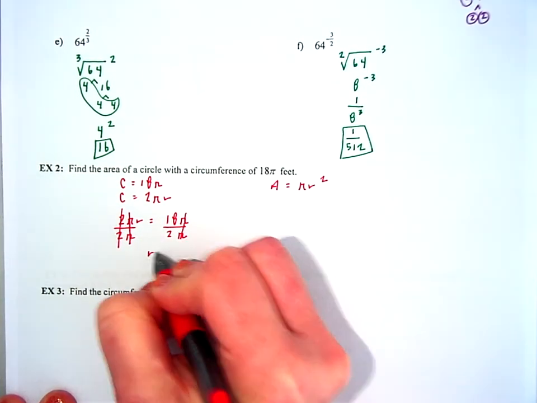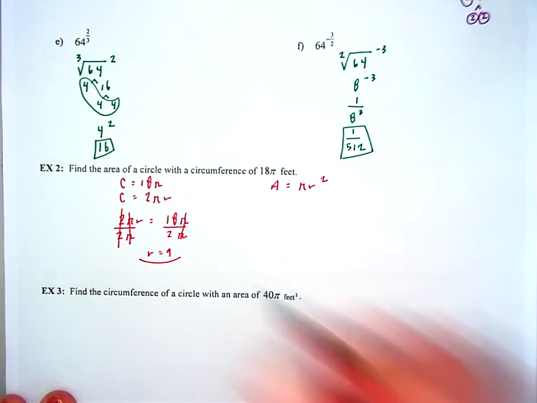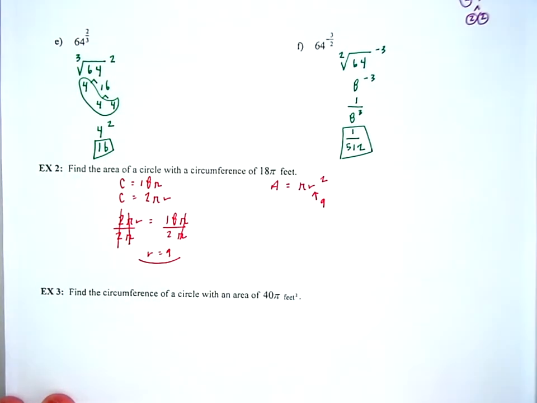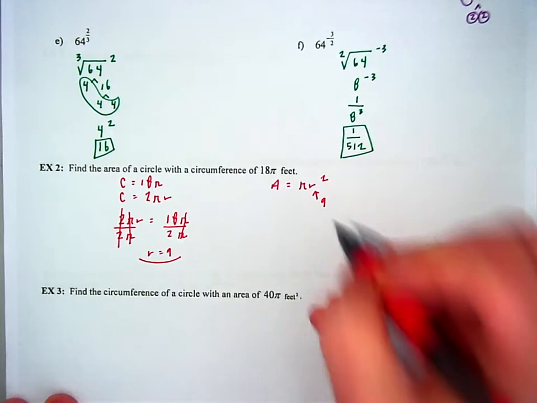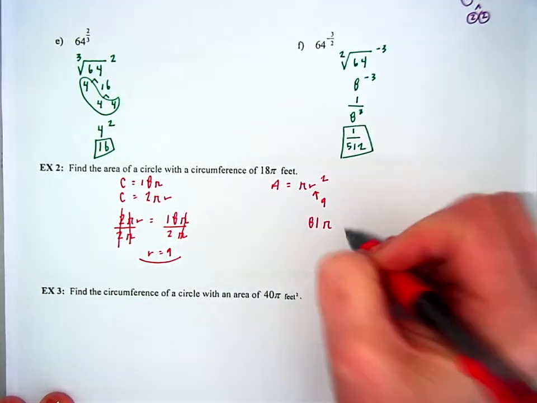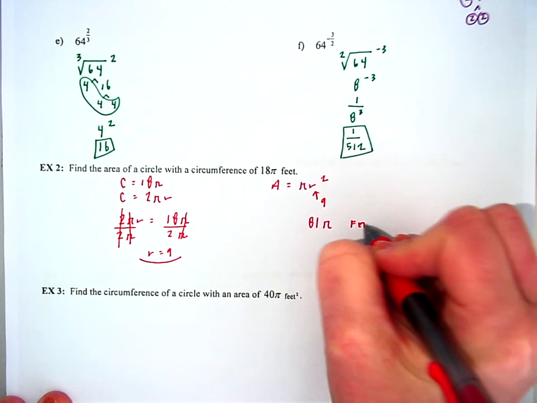and I get a radius of 9. So when I plug that in for my area, if I plug in that 9, pi times 9 squared is going to get me 81 pi. And we're talking about area, so we always say square feet.